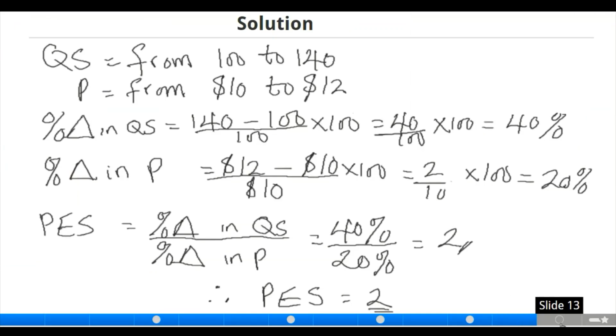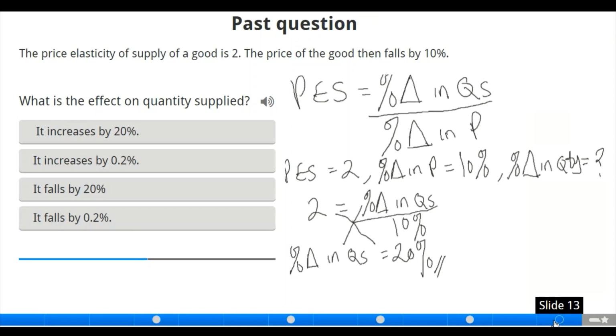Now we have done this already. Moving to the next activity, which also has a little calculation. The price elasticity of supply of a good is 2. Now the price of the good then falls by 10%. According to our law, which says the higher the price, the higher the quantity supply, and the lower the price, the lower the quantity supply. Now, of course, what is the effect on quantity supply? The effect should also be a fall in the quantity supply.